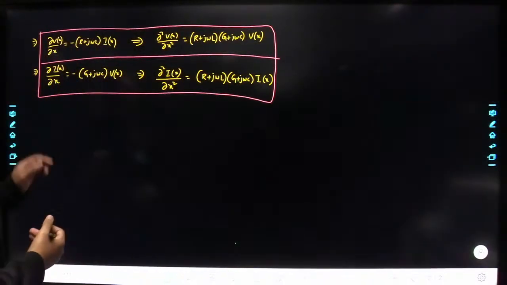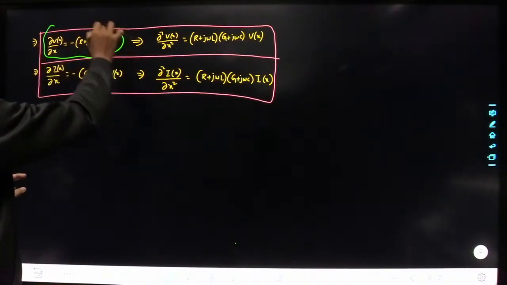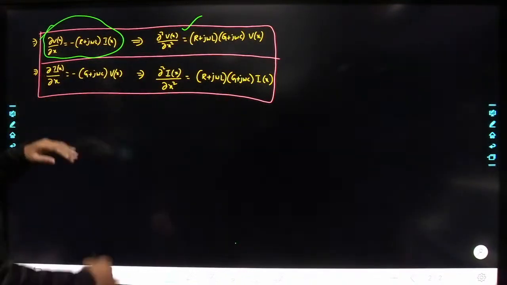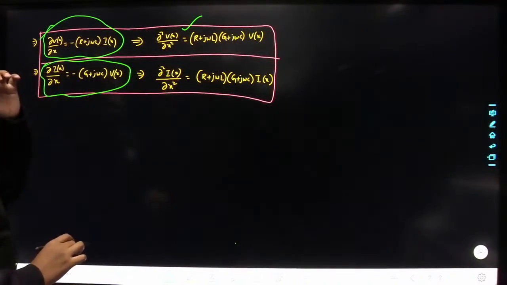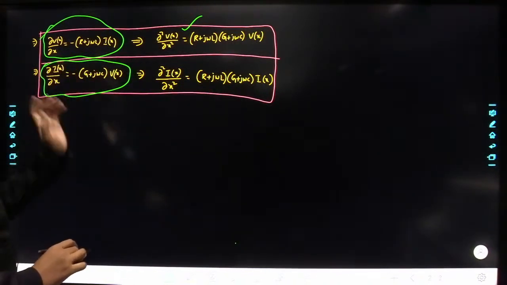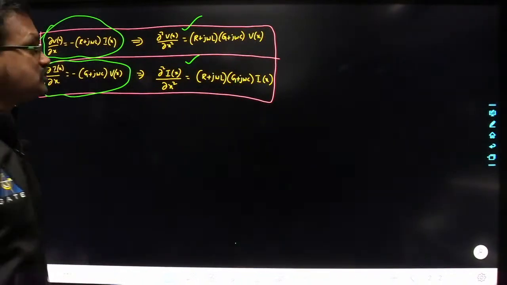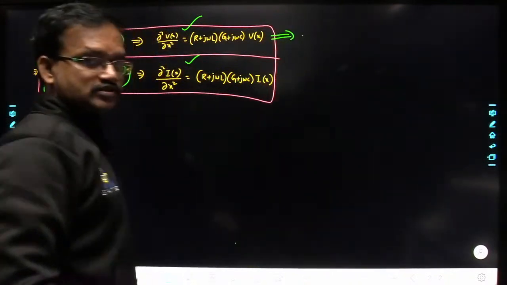From the equivalent circuit model, by applying KVL, we got this equation, and from here we got this second order differential equation. And by applying KCL, we got this equation, and by differentiating on both sides with respect to x, we got this second order differential equation. Understood? And what is the solution of this equation we got here?